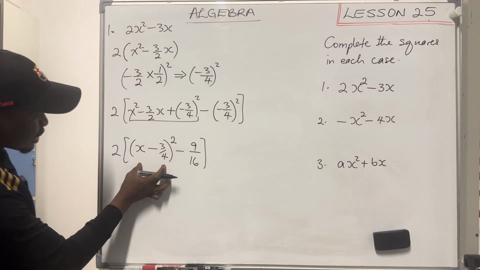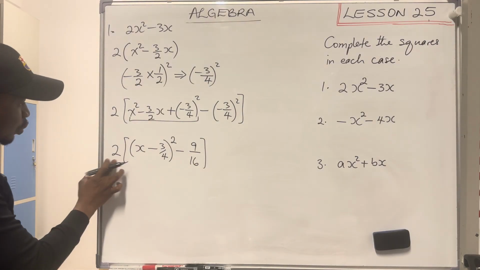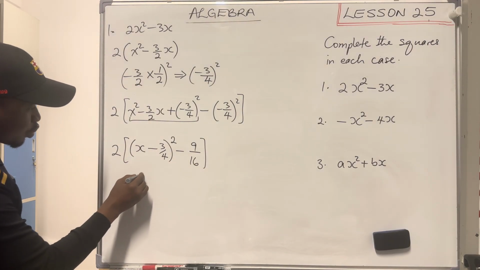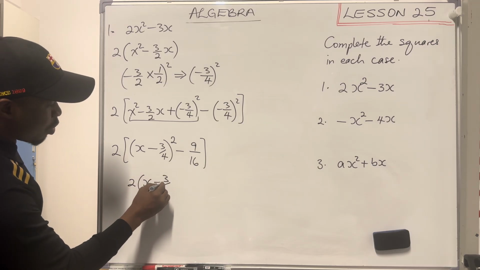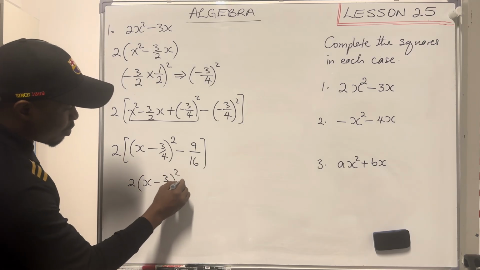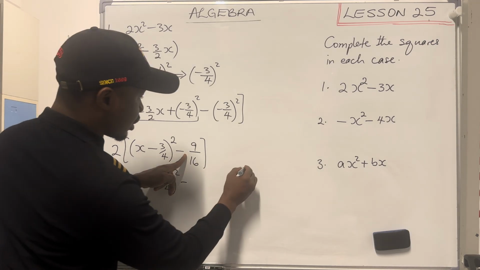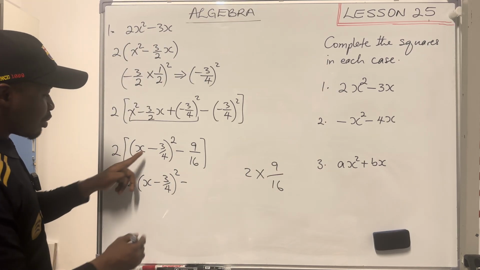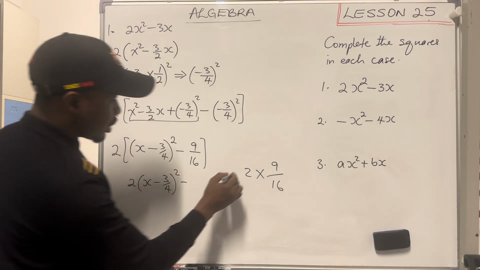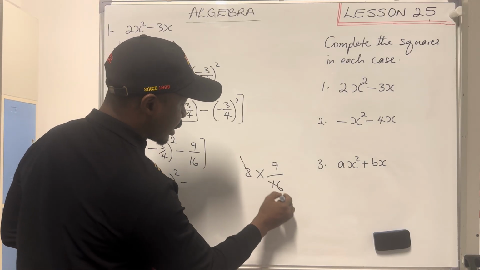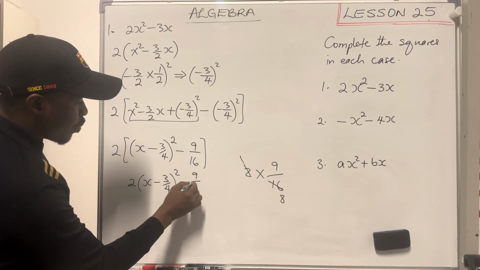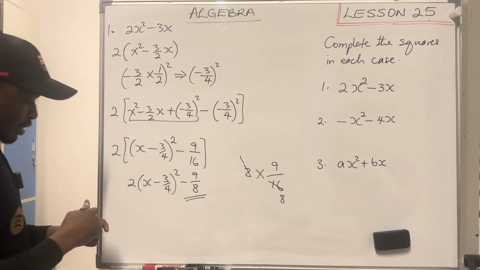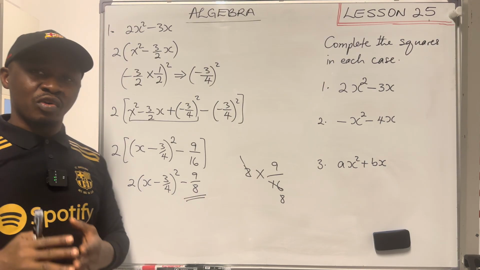So now we have this term, we have this term. 2 times this bracket is 2 into x minus 3 upon 4 squared, minus 2 times this, 2 times 9 over 16. 2 times this is this. 2 times this, 2 is 1, here is 8. So 9 over 8.